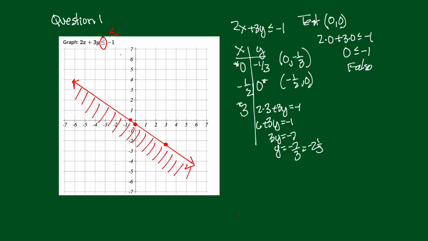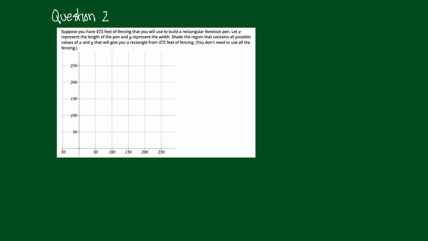Question 2 says, suppose we have 475 feet of fencing that we're going to use to build a rectangular livestock pen. Let x represent the length and y be the width. So how about this? I'll draw a picture. X is the length, y is the width.